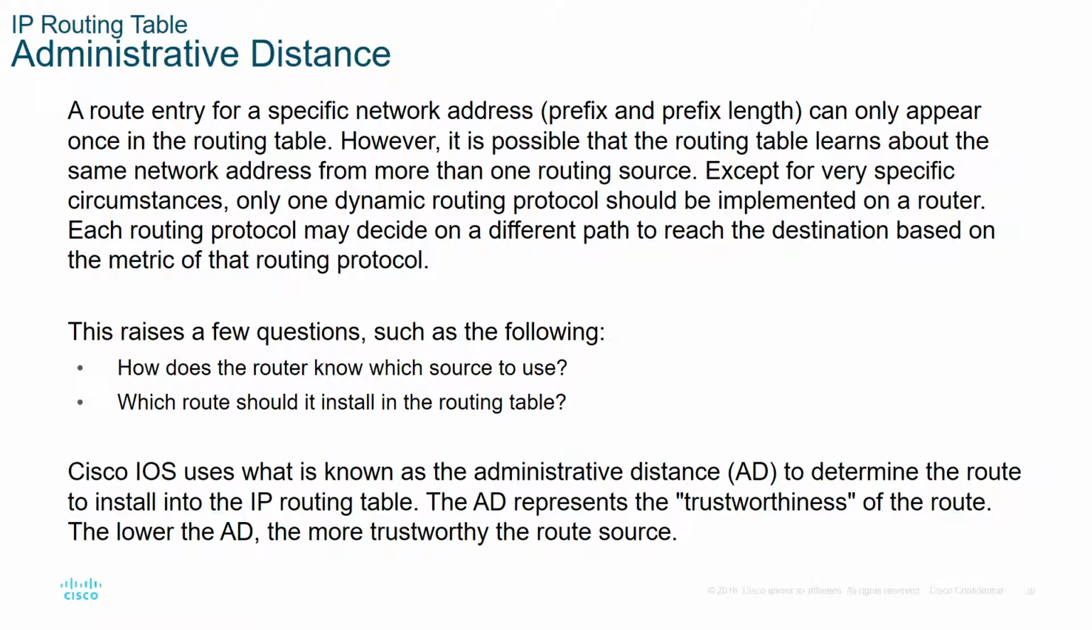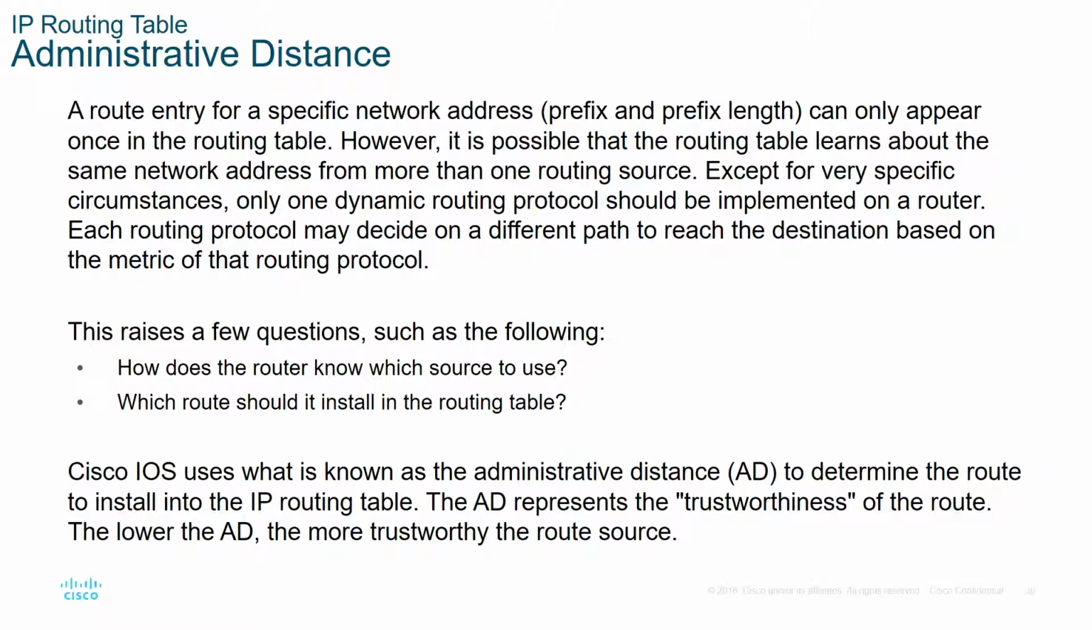Administrative distance. A route entry for a specific network address, prefix and length, can only appear once in the routing table. However, it is possible that the routing table learns about the same network address from more than one routing source, except for very specific circumstances when only one dynamic routing protocol should be implemented on a router. Each routing protocol may decide on a different path to reach the destination based on a metric of that routing protocol.